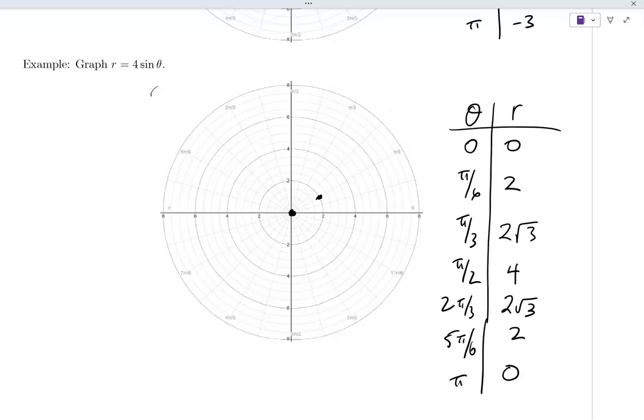Oh, sorry. Try that again. Root 3 over 2 is about 0.9. Root 3 is about 1.8. Sorry, 3.6 is where I'm looking. Pi over 3, about 3.6, is a little bit bigger than here. Pi over 2, 4 is here. And then start coming back around about here, and then right here. And then notice that 0 comma pi is back where we started.